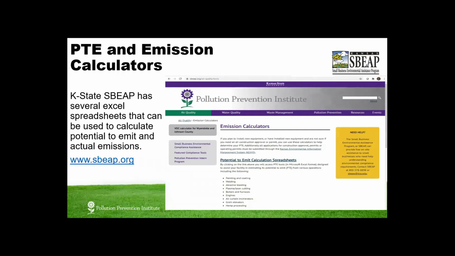Currently, K-State Small Business Environmental Assistance Program, or SBEAP, has several Excel spreadsheets that are designed to calculate the potential to emit from common processes in industry. This includes PTE calculators for painting and coating, welding, abrasive blasting, plasma or laser cutting, boilers, furnaces, and dryers, engines, air curtain combustors, grain elevators, and hemp processing.